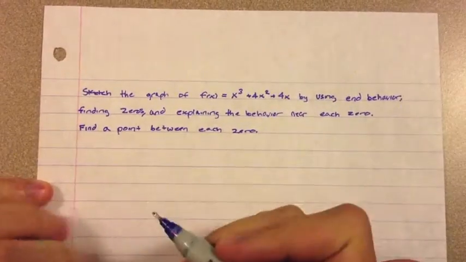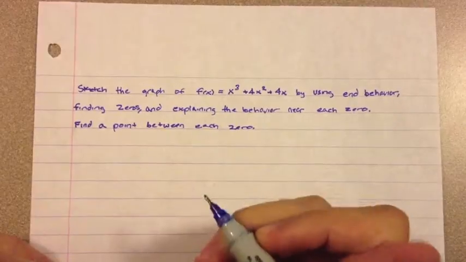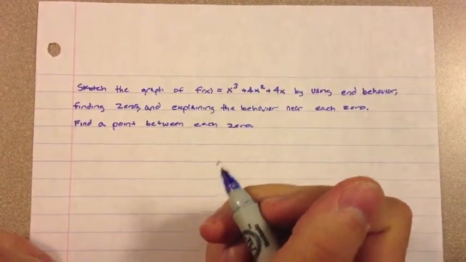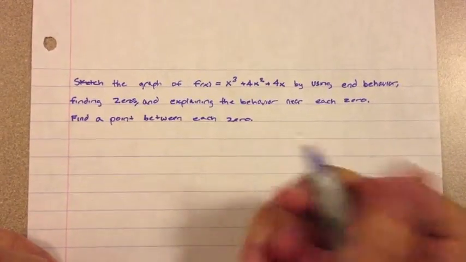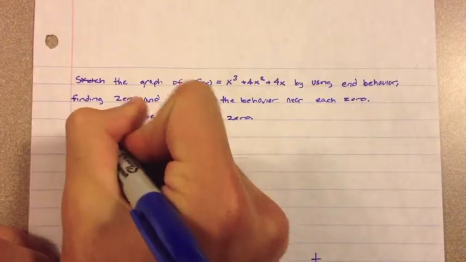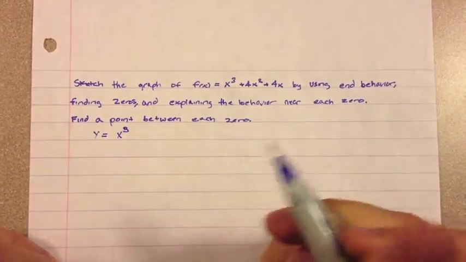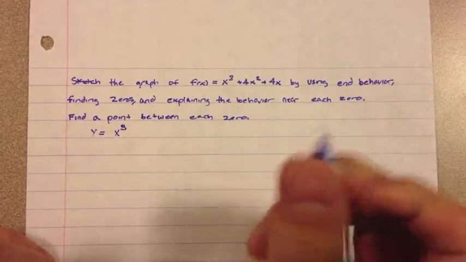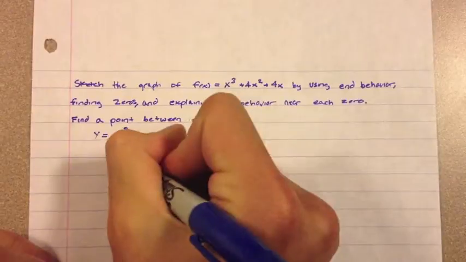The question wants us to sketch a graph by using end behavior and finding the zeros, and then it wants us to explain the behavior near each zero, and then it wants us to find a point between each zero. So our equation is a cubic parent function, so you know that the end behavior is going to look like this.